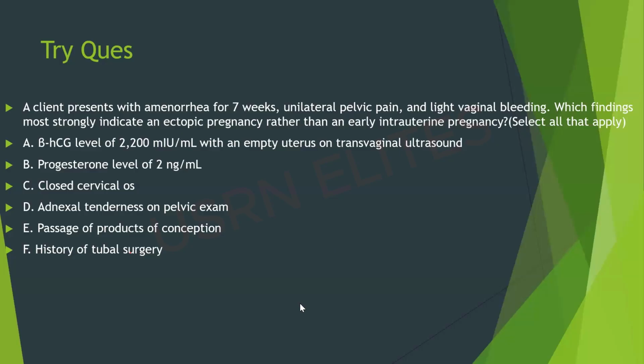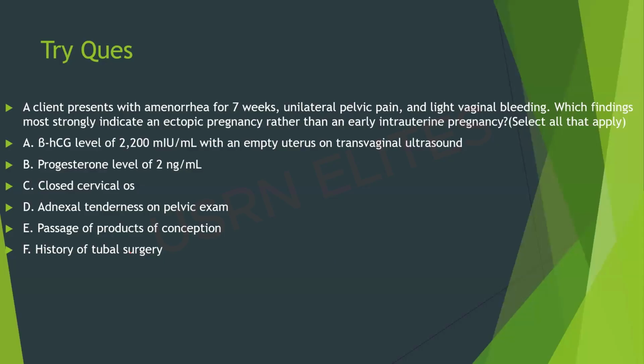So we don't have a closed cervical os in early pregnancy. We only have it in ectopic. Is that your answer? C is part. Of course. So we are saying that we only have a closed cervical os in only ectopic.